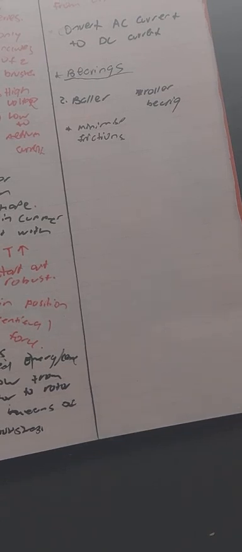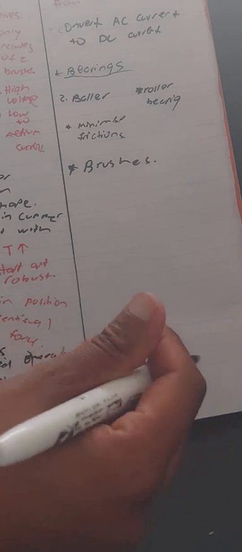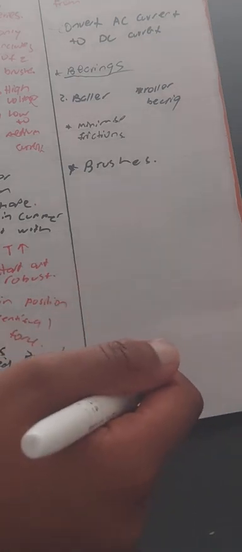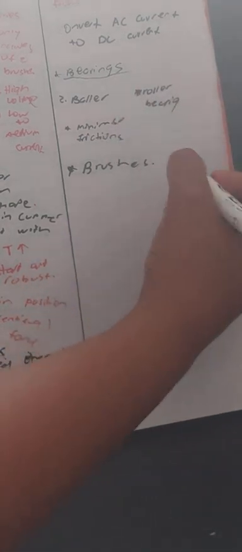Now remember, guys, the 2 types of listed bearings. They might ask you to name them. I know ball and roller bearing, and its function is to minimize friction. And then last one, brushes. Remember when we talked about commutator, we said it allows electrical energy or connection to flow from stator to rotor by means of brushes.